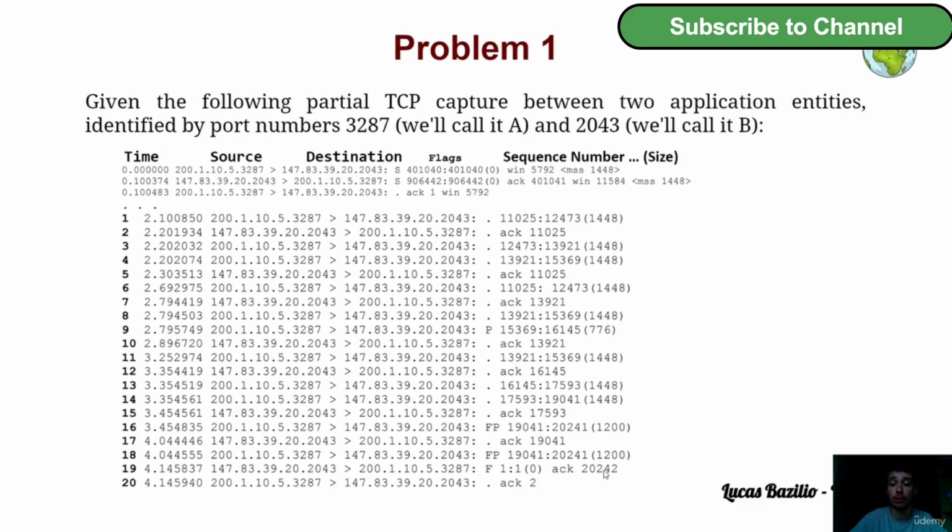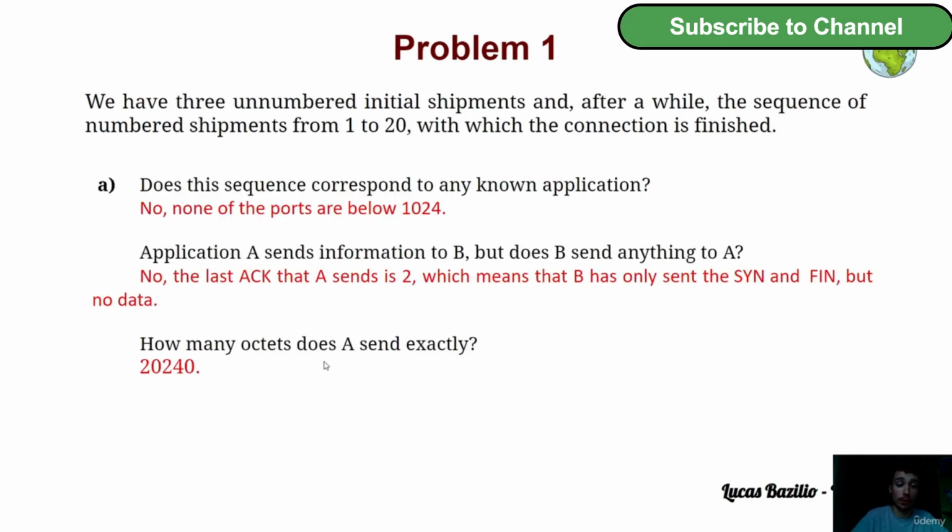So how many bytes of data? Well, this value minus 2, because keep in mind that in this confirmation number, +1 of the synchronization and +1 of the finalization are also included, right? So if we subtract, 20,242 minus 2 gives us 20,240. This is the total number of octets, of bytes, that A has sent to B.